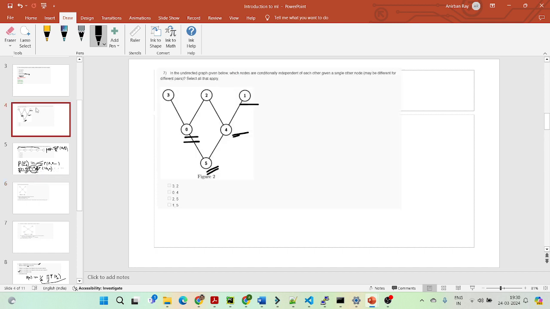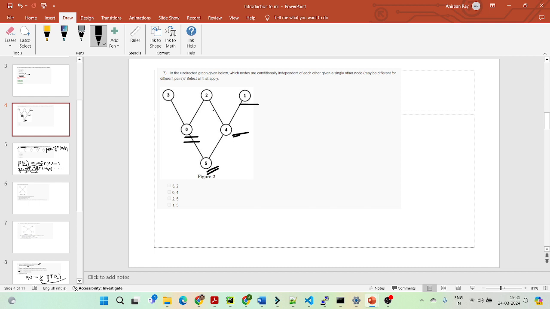Question number 7 now. Again, a similar question, so 3 and 2. As you can see, if the middle node is known, they are independent. So if 0 is known, then 3 and 2 are independent. Now 0 and 4, as you see, have two middle nodes. One being known does not make them independent. Both 2 and 5 have to be known, so that 0 and 4 are independent.